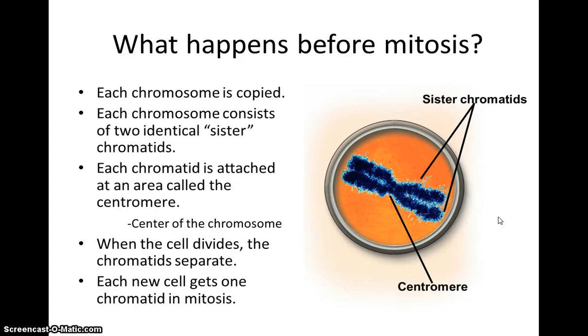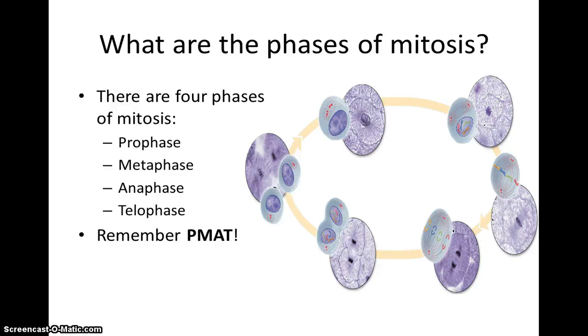So it's been duplicated and it's just a copy so that each cell will get one. Okay, so now we're going to dive into looking at mitosis, which is divided into 4 phases. So the 4 phases are prophase, metaphase, anaphase, and telophase. And if you remember PMAT, that will help you remember the order.